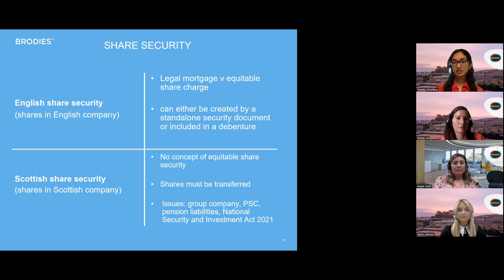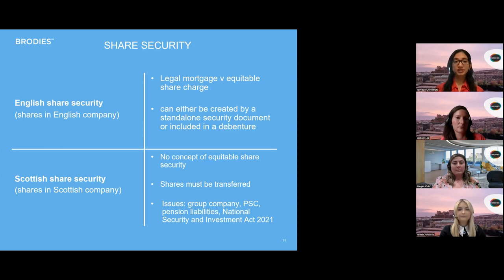When Scots law share security is taken, signed and dated stock transfer forms are handed over, and the transfer of shares is registered in the company's register of members. This is called perfection. And signed share certificates are issued to the security holder, which could be the lender or its nominee or a security trustee in a syndicated deal. There are a number of points that we need to consider where a share pledge is concerned.